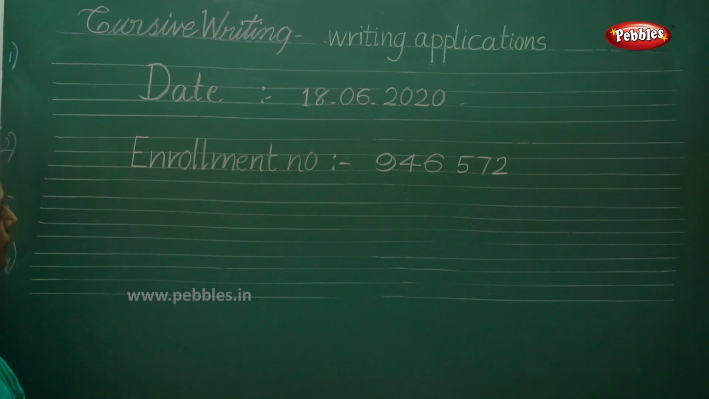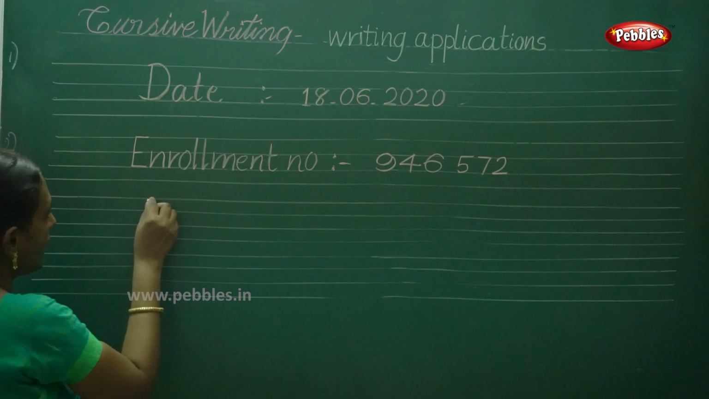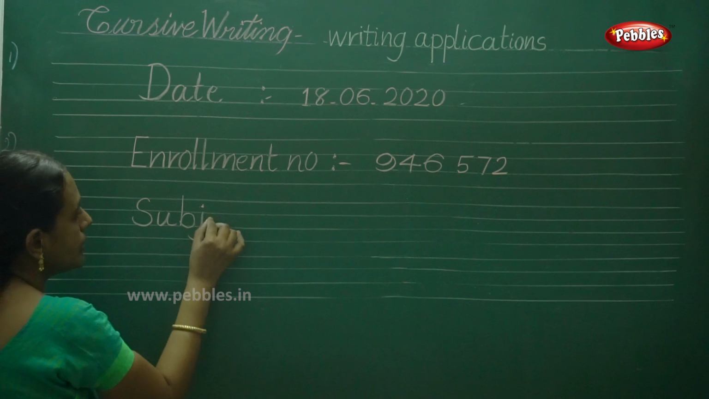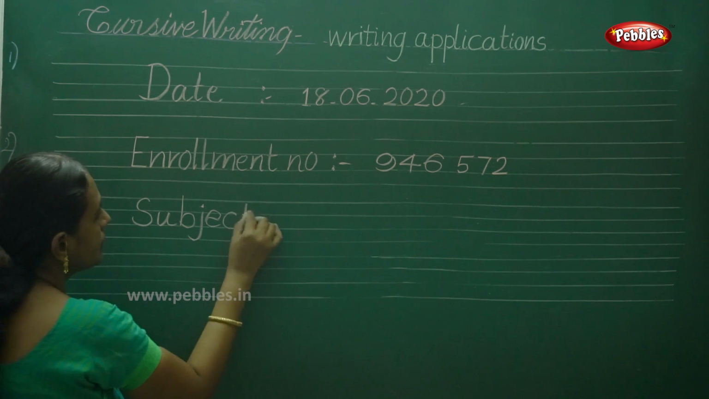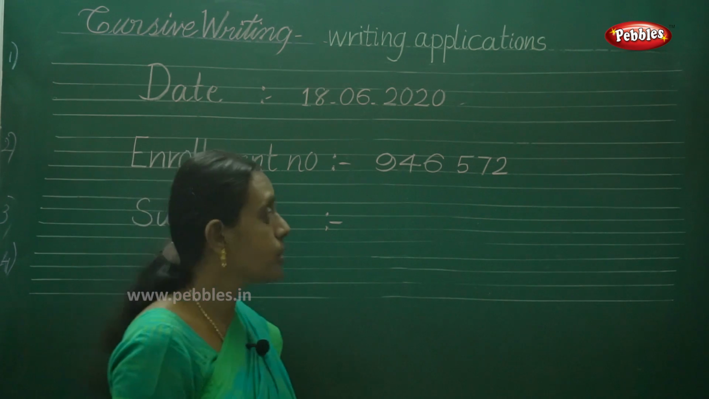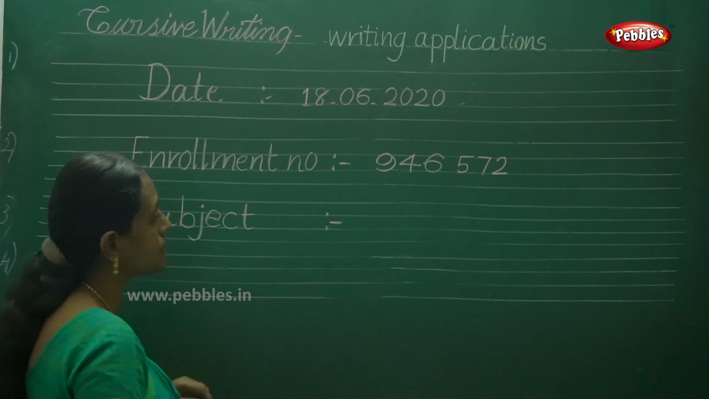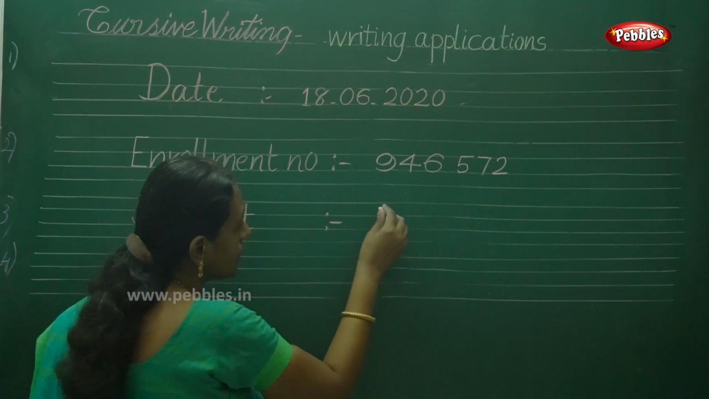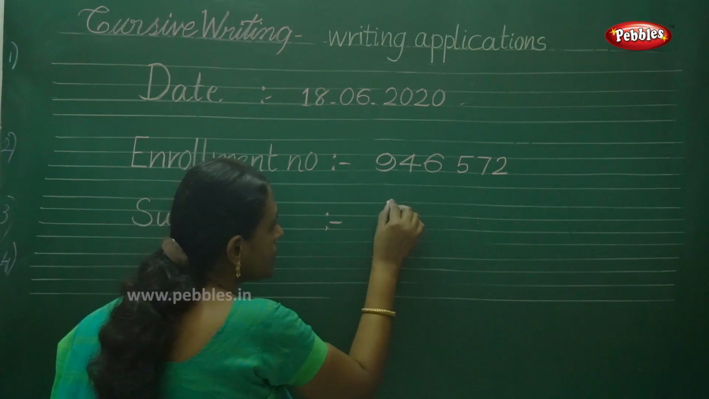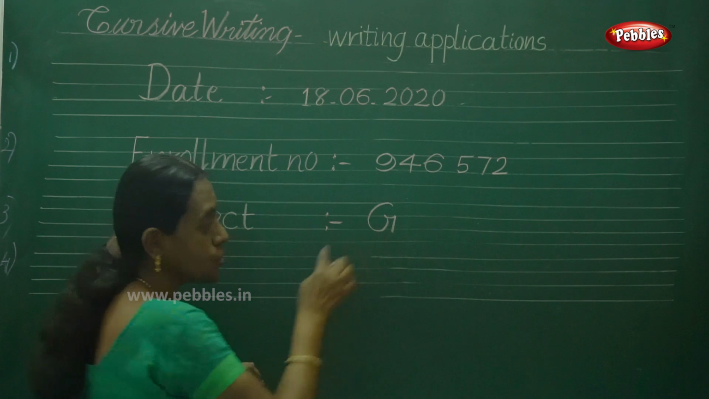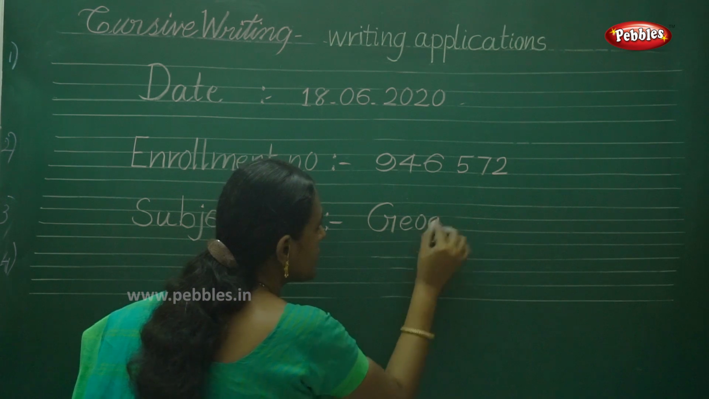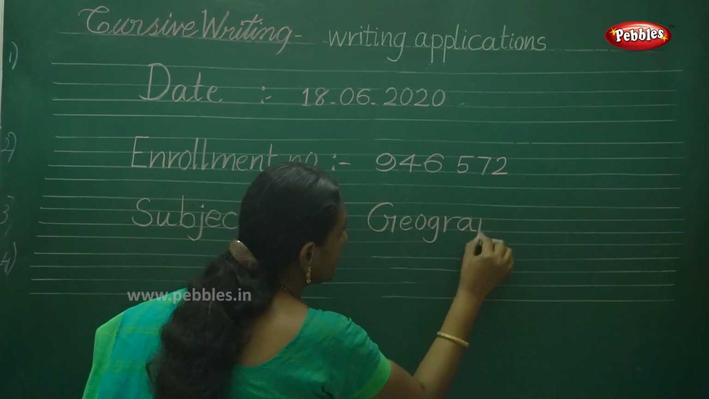Okay, then the enrollment number, date and subject name or subject code also. In some exams you use a number code, examination code or subject name. Here you have to write the exam, that is social or geography. Okay, so the start should always be capital, and next one is split writing.